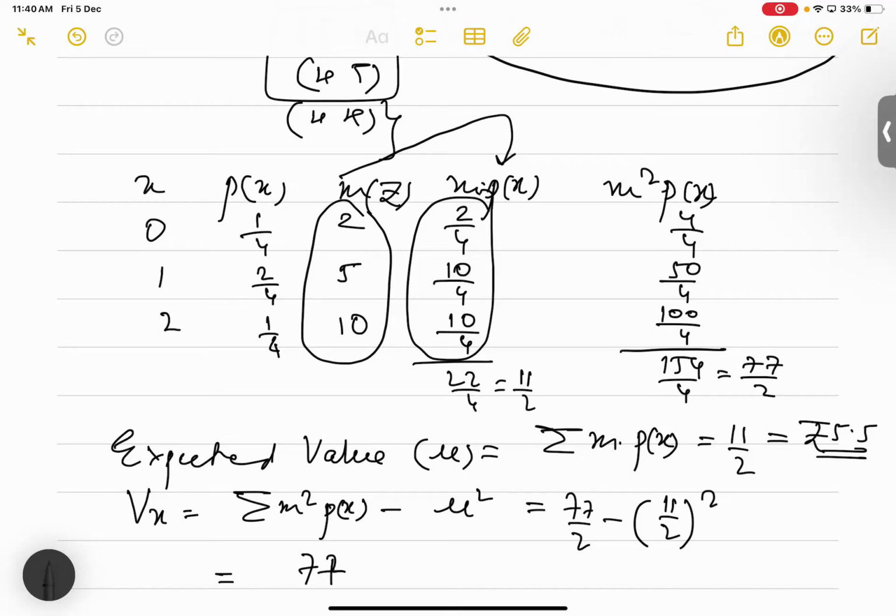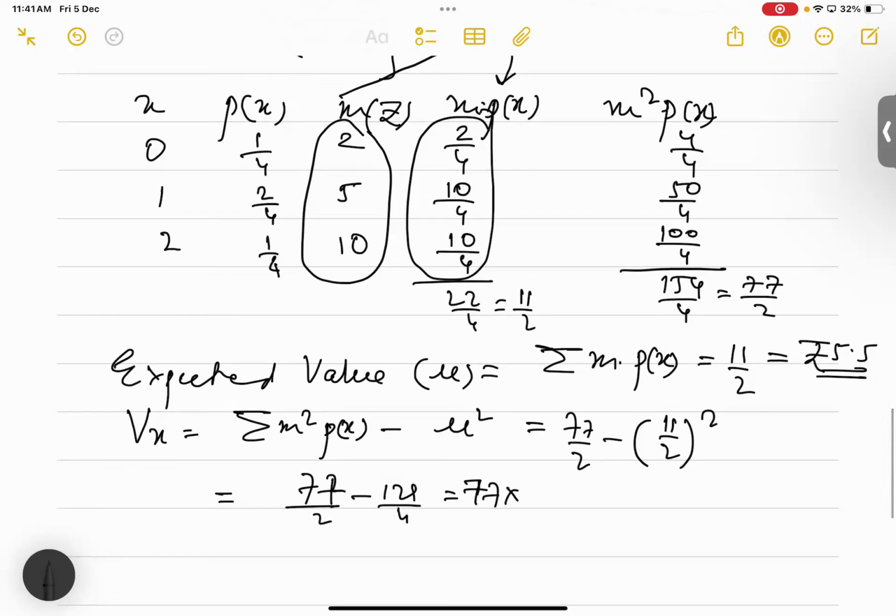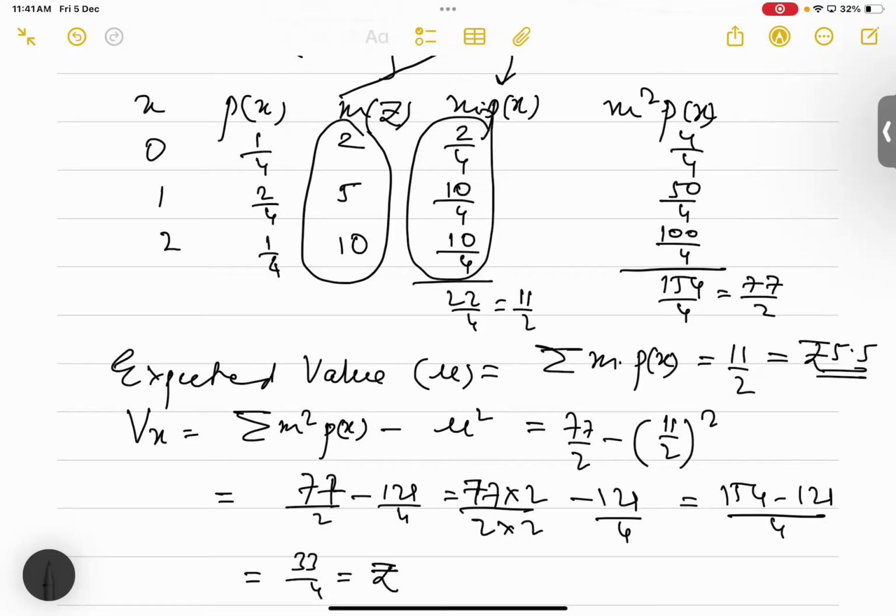So 77 by 2 minus 121 by 4, multiply and divide by 2, 154 minus 121 by 4. Correct? So this is equal to how much? 33 by 4. And we have to divide this because this is the variance of the winning amount. The winning amount cannot be in fraction. So what is the winning amount? 8.25. Rupees 8.25. Anybody, if you are having any doubt, you may please ask.